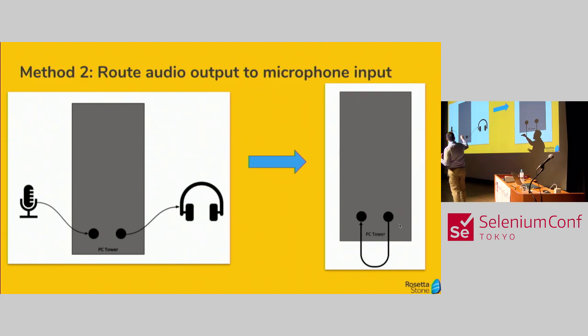So imagine this is a PC tower. In a standard computer, you'd have a microphone that goes into the input, and you'd have the headphones and the speakers go out from the output. So imagine if you took an auxiliary cable and plugged it into the output side, and directly plugged it into the microphone input, so that any audio file that you played would come back in as input, as if somebody was speaking it into the microphone.